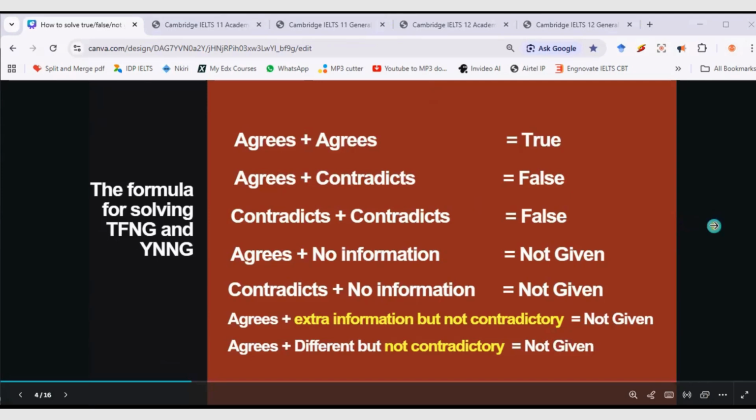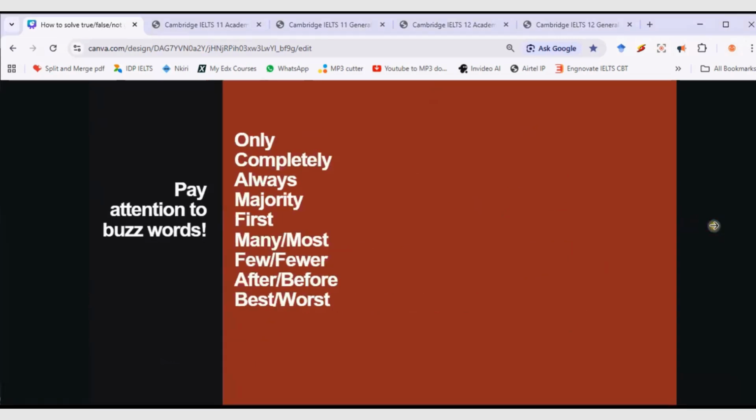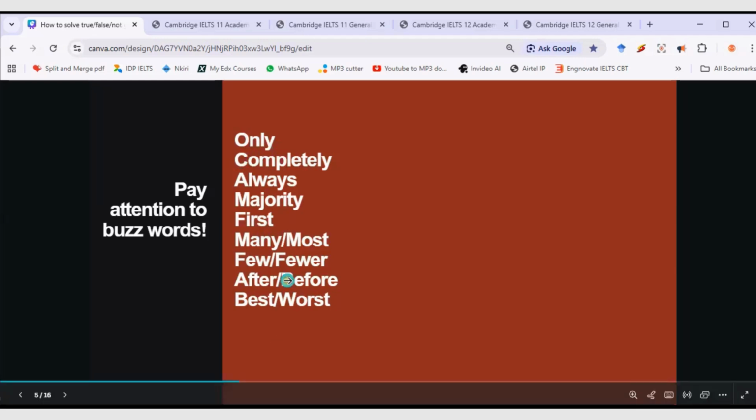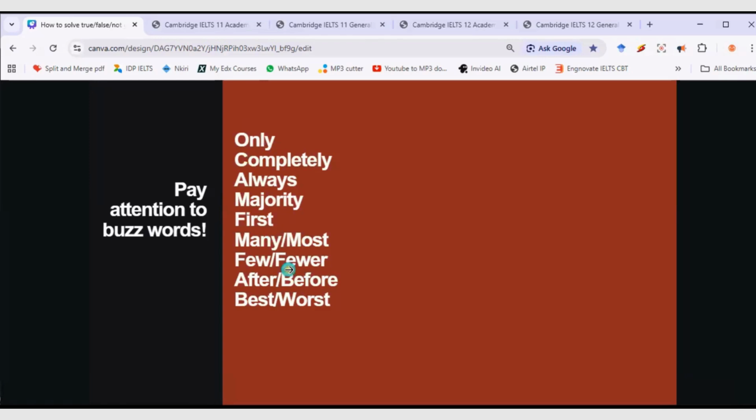Another thing I want to highlight before I treat examples is what I call buzzwords. Pay attention to buzzwords. You see all these words that I've written here on the screen. They are very, very important. They can cause confusion. Many times when these words show up in IELTS reading, true, false, not given, they are designed to confuse students. And students end up picking not given instead of false, or they end up picking false instead of not given. So anytime you see these words in your question, and even in the passage, pay close attention to them. All right? Now let's treat some examples.